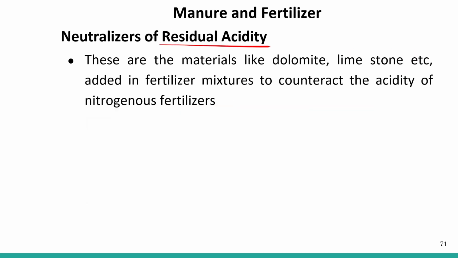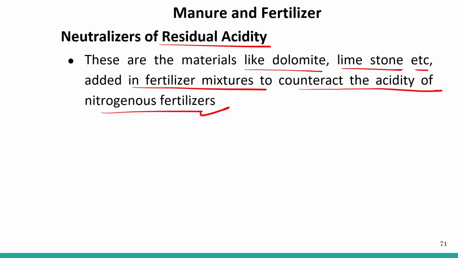Neutralizers of residual acidity. These are materials like dolomite, limestone, etc., added in the fertilizer mixture to counteract the acidity of the nitrogenous fertilizers. So they are used as neutralizers.